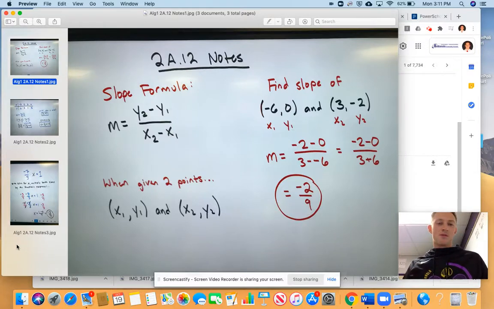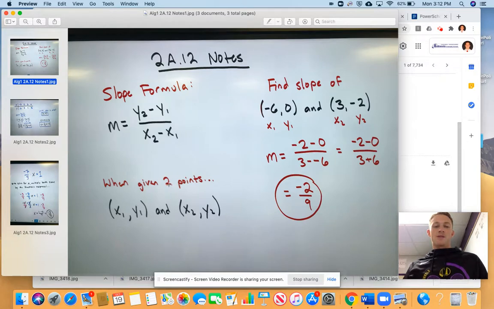All right, Algebra 1 finishing up for today. We have 2A.12. I'm talking about the slope formula. So M represents slope, and we have y2 minus y1 all over x2 minus x1. And we get these x1, x2, y1, y2 from two given points.